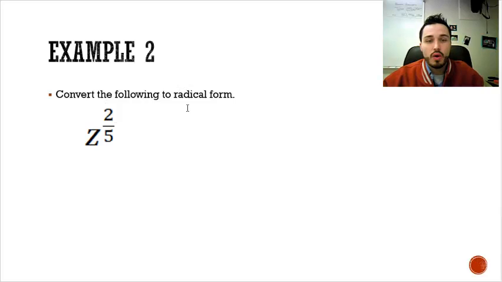Here we're going to convert this one to radical form, and so here I'm just going to go backwards, so like the exact opposite thing. So the 2 is my exponent, so I'm going to have z squared. Always do my z's with a little slash down the middle there. And then I need to put the radical symbol around it. Then the 5 is the root. So this is the 5th root of z squared. That's how you would say that.